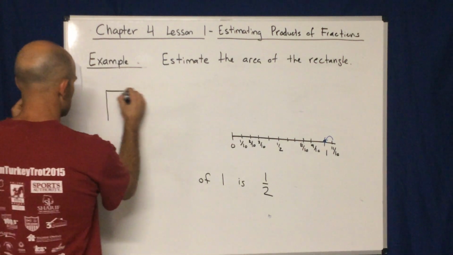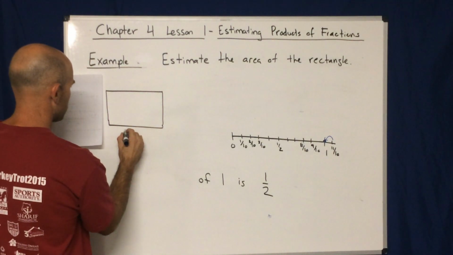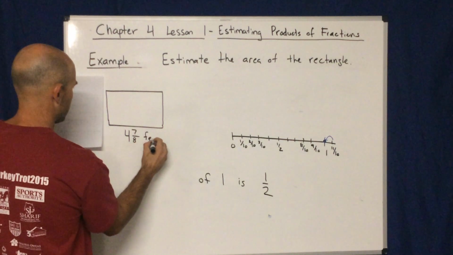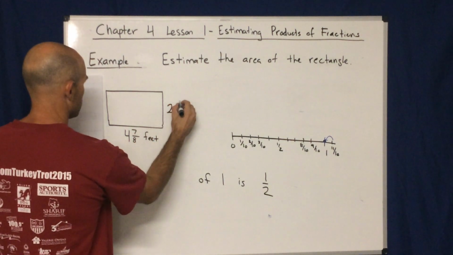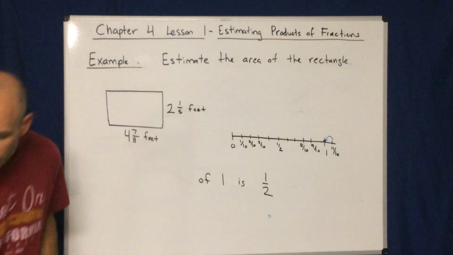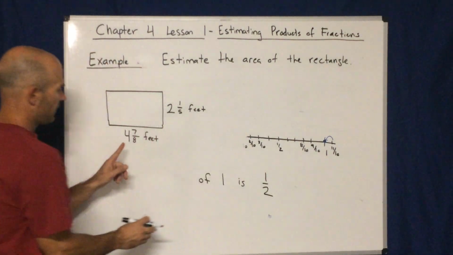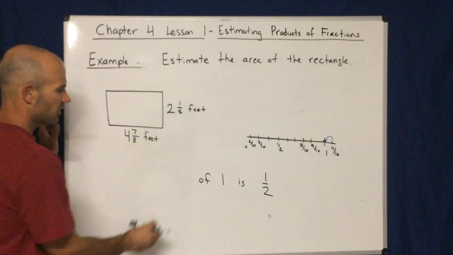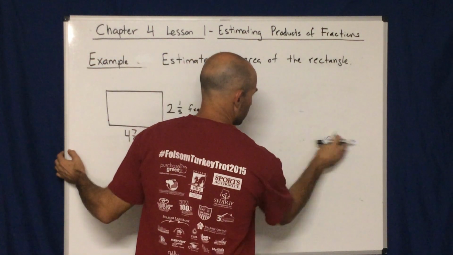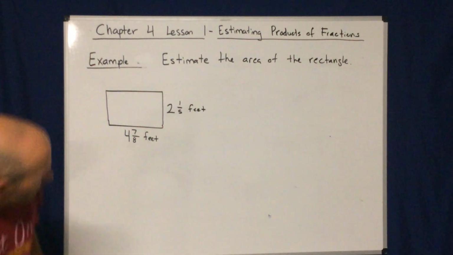So here's our rectangle. This length, it's not drawn perfectly to scale, but this length will be 4 7/8 feet, and this length will be 2 1/5 feet. So we just want to know what the area of this rectangle is. And again, area is base times height. And so we'll take these mixed numbers, and for convenience, we'll round them to whole numbers that are nearby.